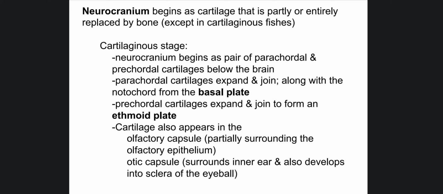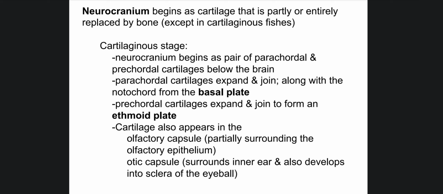Paracaudal cartilage started to expand and join with the notochord. Notochord बरोबर हे कार्टिलेज जॉईन व्हायला सुरुवात होते आणि एक लॉंग बेसल प्लेट तयार होते. The precaudal cartilage expands and joins to form ethmoid plate.